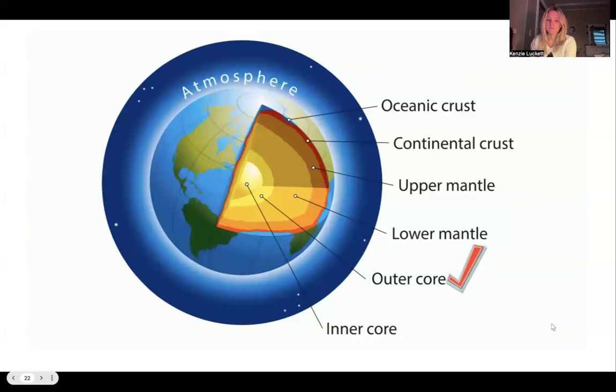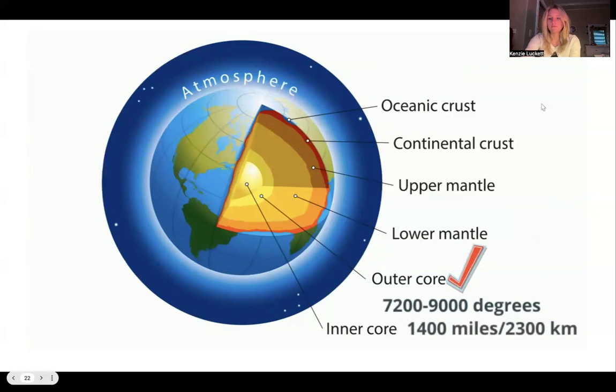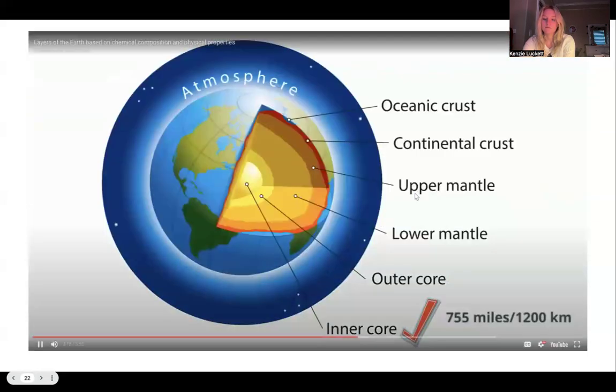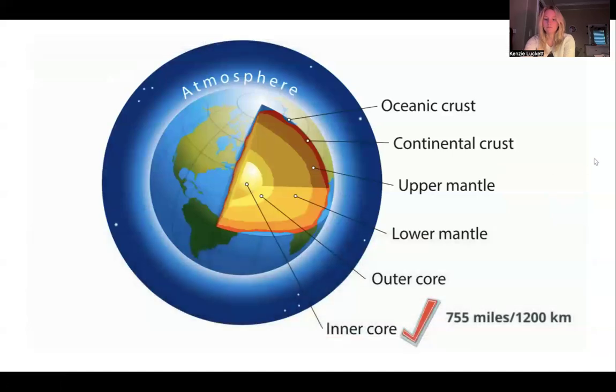The outer core reaches temperatures of 7,200 to 9,000 degrees Fahrenheit, and it's estimated to be about 1,400 miles thick, or 2,300 kilometers. The inner core is the hottest part of our planet and has temperatures between 9,000 and 13,000 degrees Fahrenheit. It's a solid layer, and it's around 755 miles or 1,200 kilometers thick, and it's composed mostly of iron. This iron is under so much pressure that it stays as a solid.